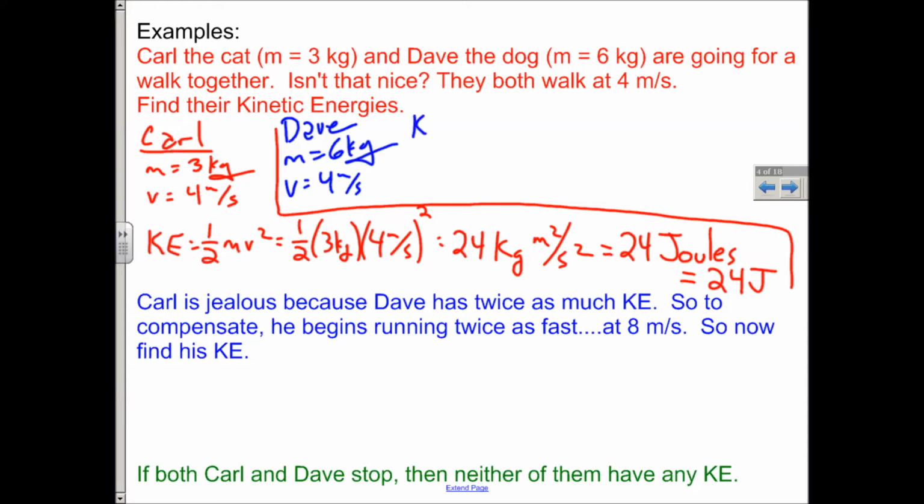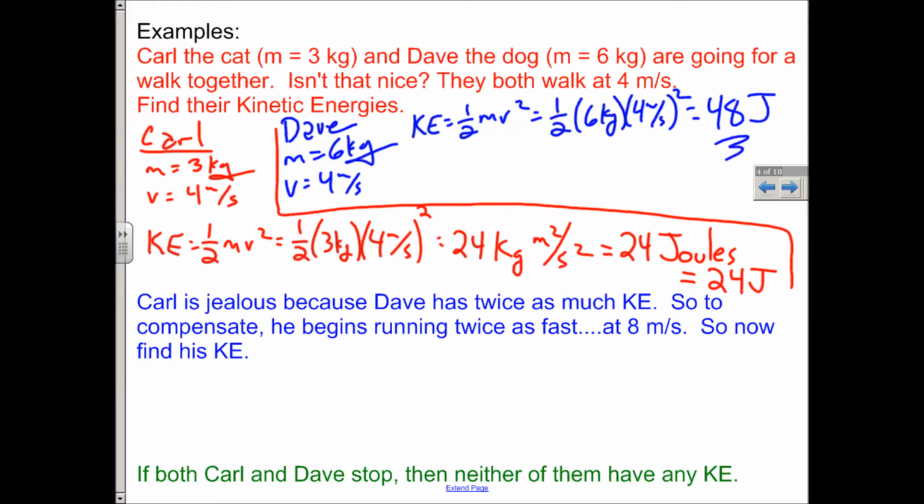So let's see. Kinetic energy is 1/2 mv squared. 1/2 of his mass times his velocity squared. So multiply it out. 4 squared is 16 times 3 is 48 joules. Okay. So what did we get? We had twice as much mass, and we also had twice as much energy, right?